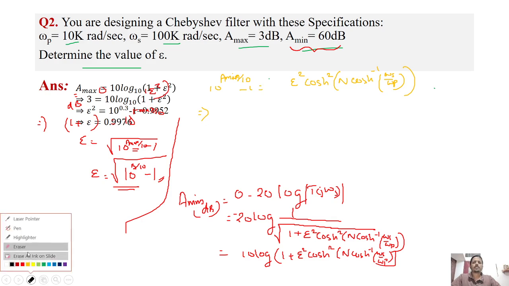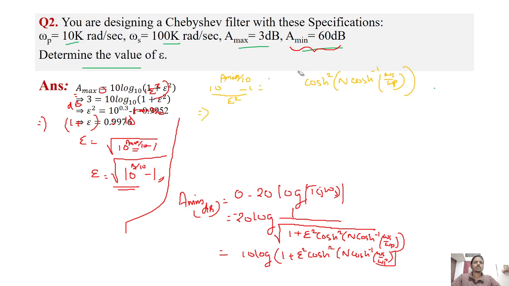Okay, I can bring this epsilon square also. So by epsilon square, I can bring this here. So again, I can rub this epsilon square from here. Then I can write here as n cosh inverse omega s by omega p.